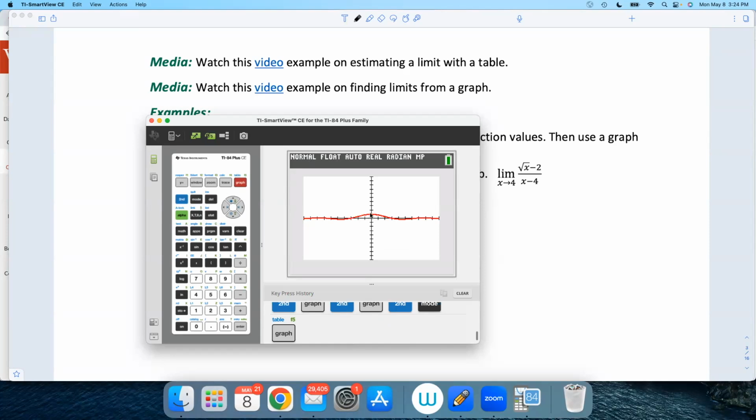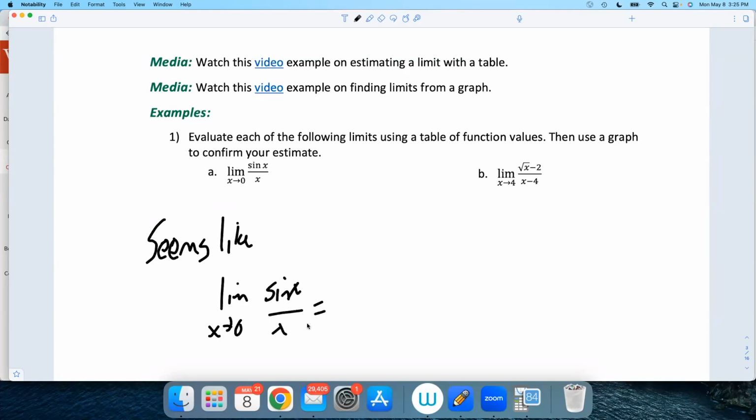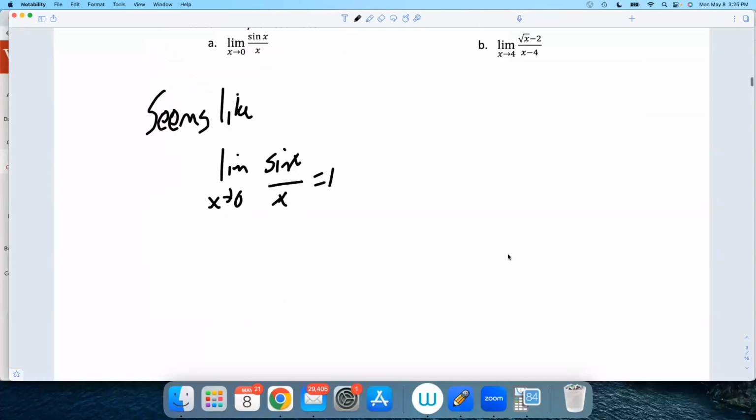The function's undefined at 0. You can't divide by 0. But as I come in from the left-hand side, the y values appear like they're getting closer to 1. And then when I come from the right, same thing. Okay, so it seems like the limit as x approaches 0 of sine of x over x equals 1. We haven't proven that yet. We're actually going to prove that geometrically next week. Okay, I'll let you guys play with that one later if you want.